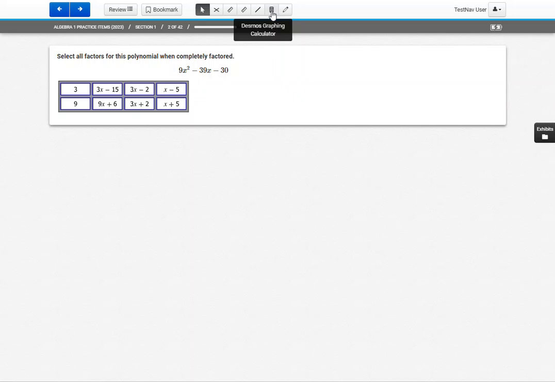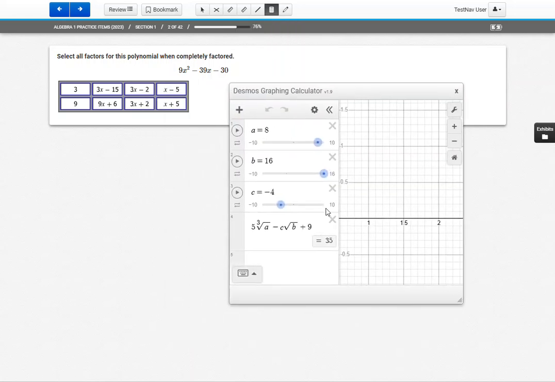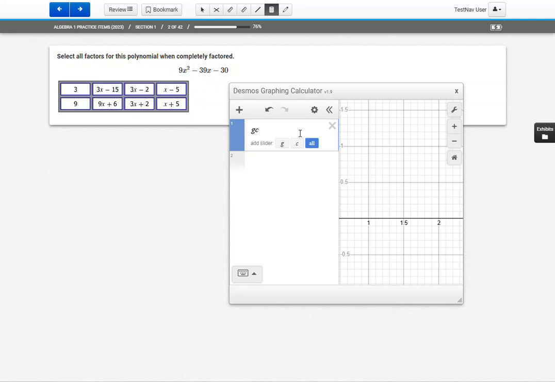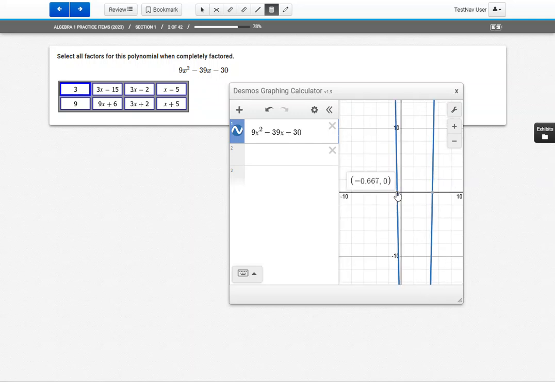When completely factored, whenever it's asking you to completely factor and pick all the factors, first find the GCF between all the numbers. So between 9, negative 39, and 30, the GCF is 3. And then the other part, you're going to match up the x-intercepts. I feel like I've done this problem so many times. You're probably sick of seeing me do this. But anyway, these are my factors.